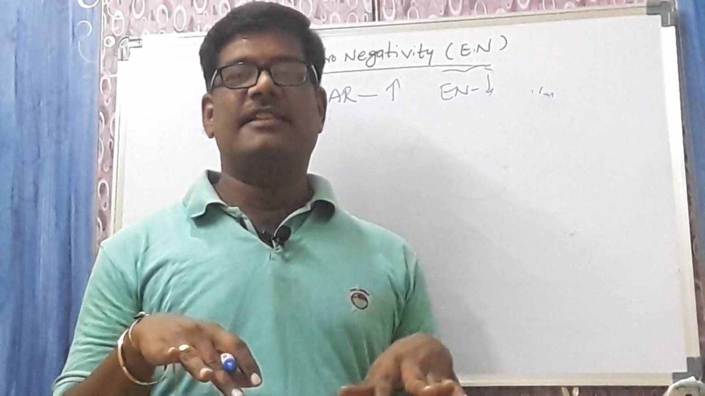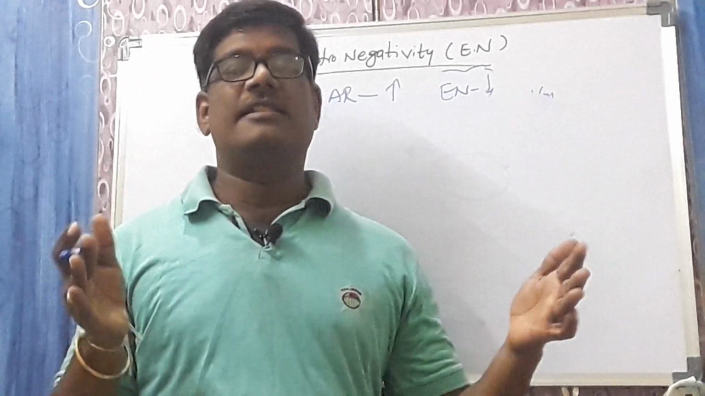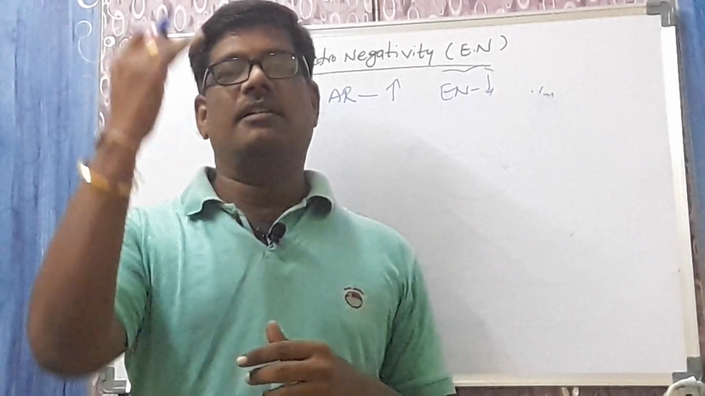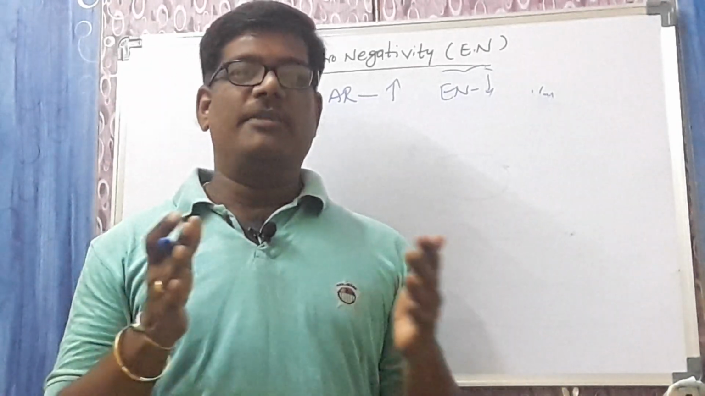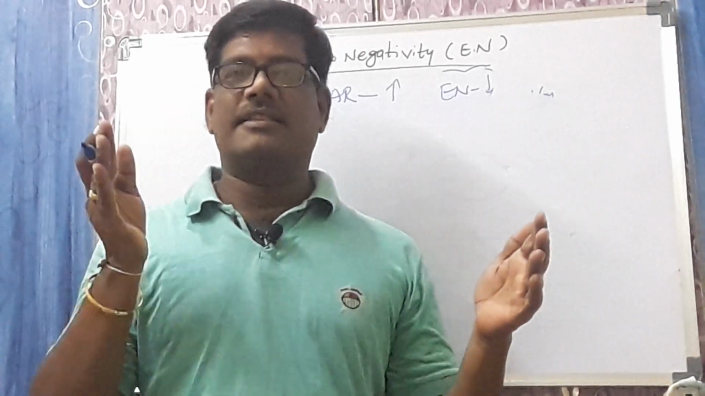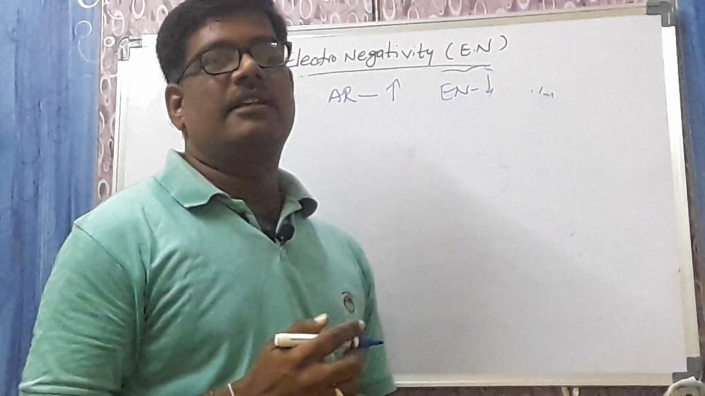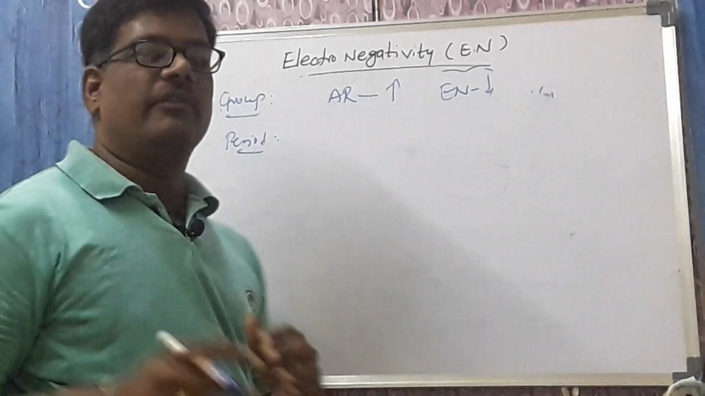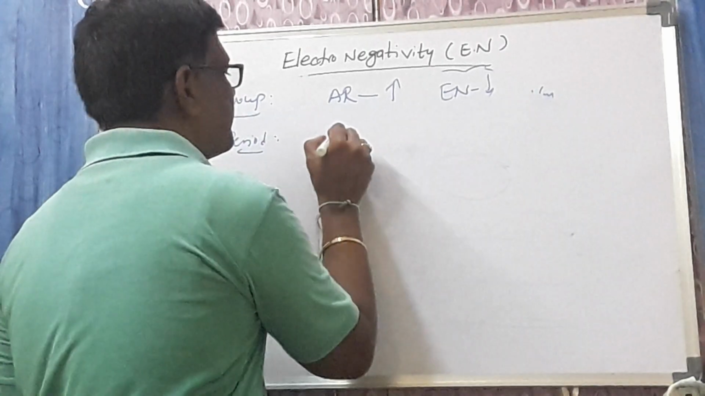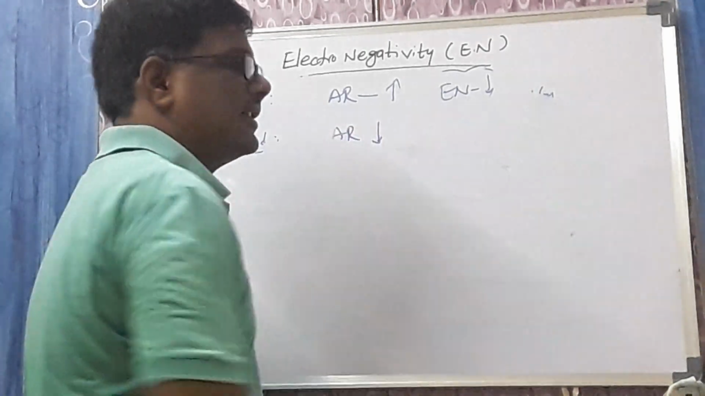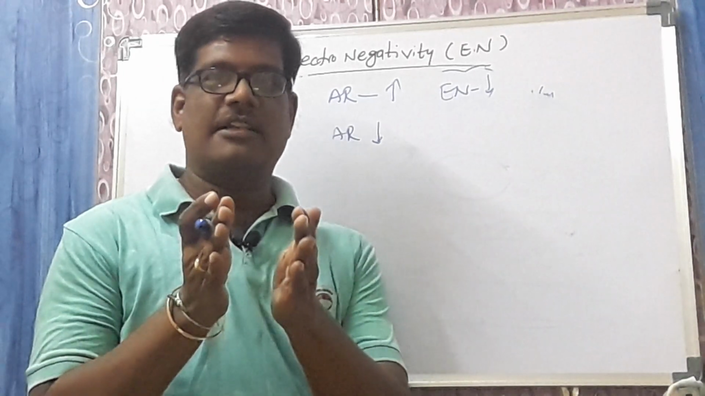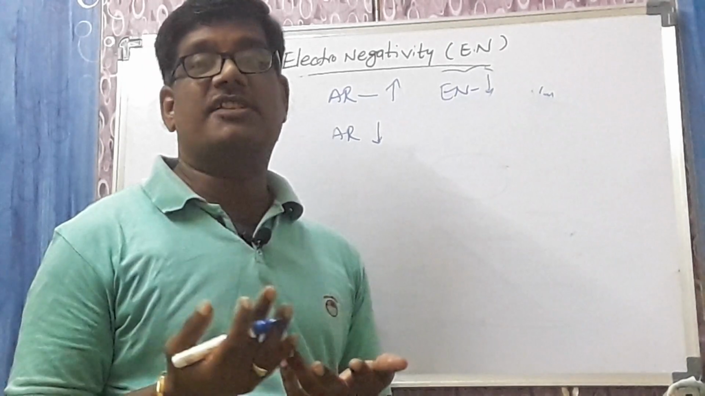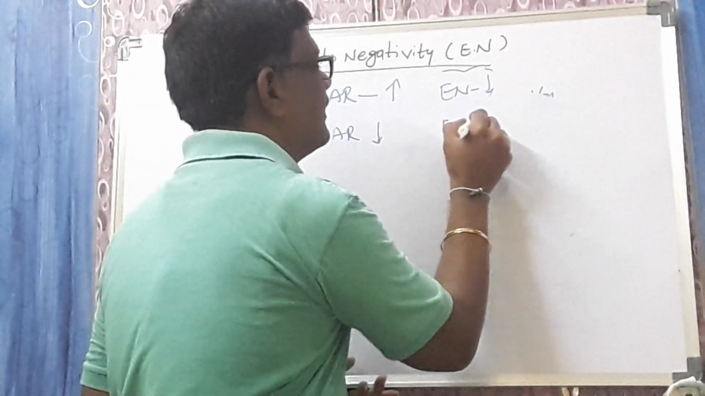Nucleus attraction is decreasing. Why? Because size is increasing. Where is the size increasing? In the group. Why is it increasing in the group? I gave it yesterday. So as we move top to bottom, atomic size increases, nucleus attraction decreases, which means electronegativity decreases. In the period, how do we move? We move from left to right. As we move left to right in a period, atomic radius decreases. Whenever atomic radius decreases, nucleus attraction over the valence electron increases, which means electronegativity also increases.